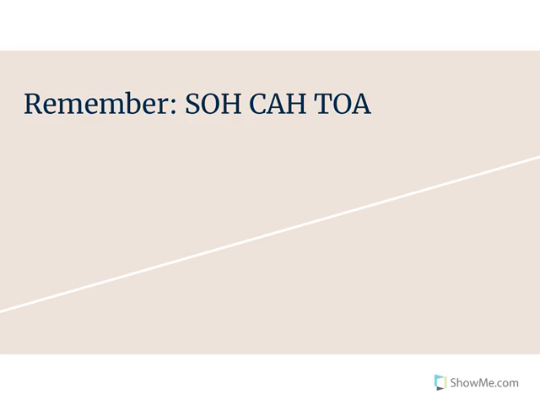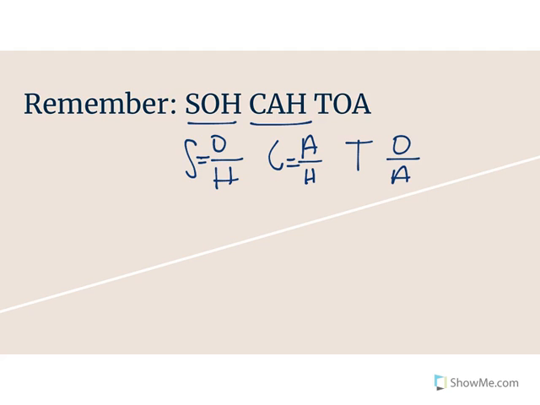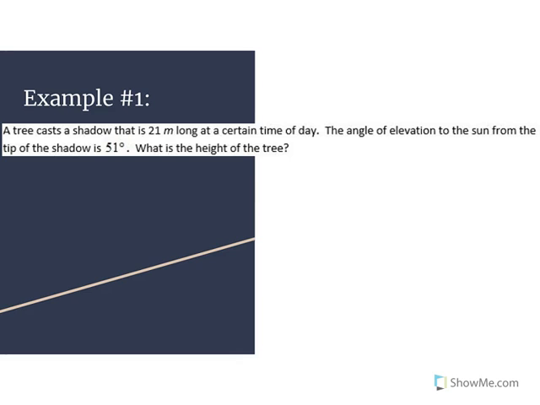We are going to be using our SOHCAHTOA still, so sine equals opposite over hypotenuse. And then we have cosine, which equals adjacent over hypotenuse. And then we have our tangent, which is opposite over adjacent. Alright, so that's just our SOHCAHTOA I wanted to remind you guys of.